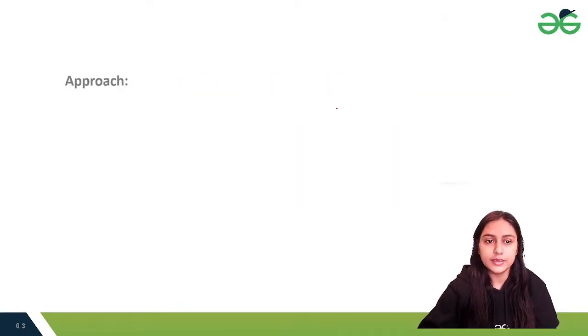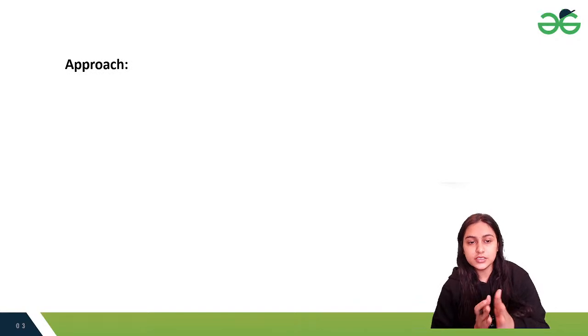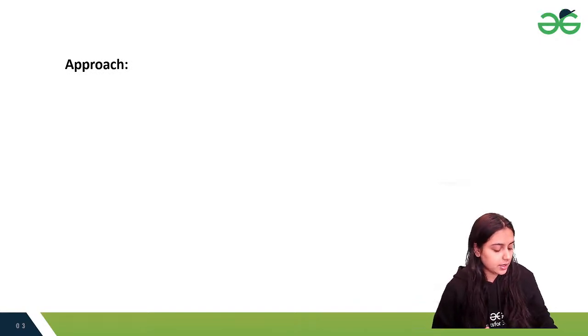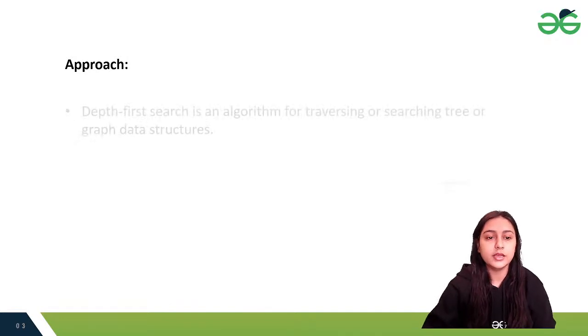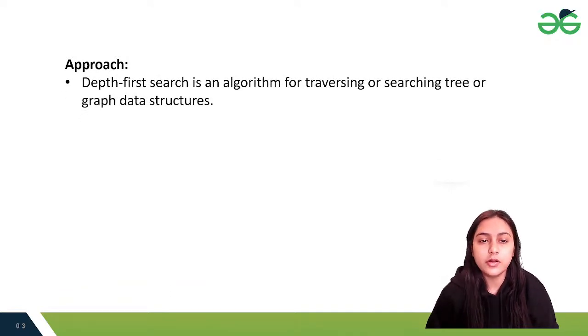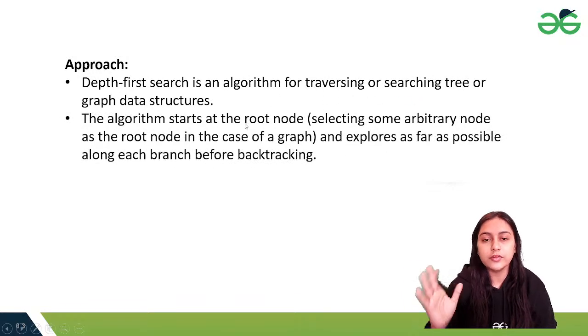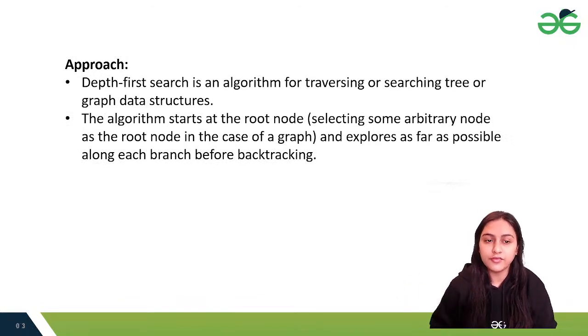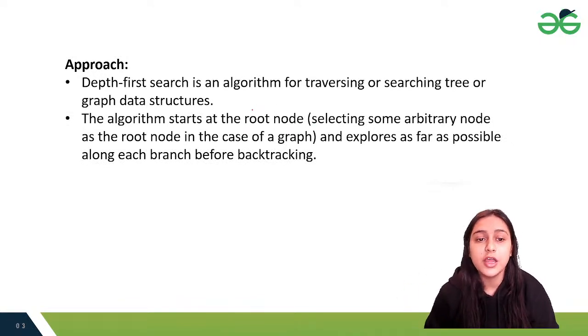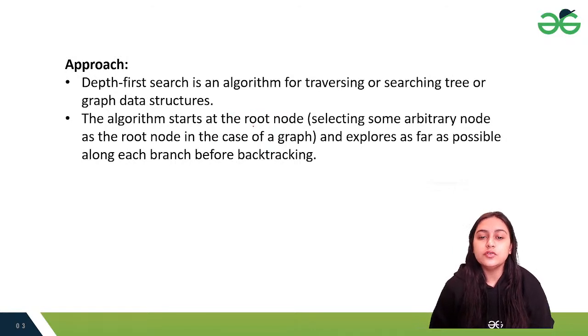Let's quickly see the approach for this algorithm. Depth first search is an algorithm for traversing or searching a tree or graph data structure. Basically we are going to traverse or search any key in a graph data structure using the depth first search algorithm. The algorithm starts with the root node.